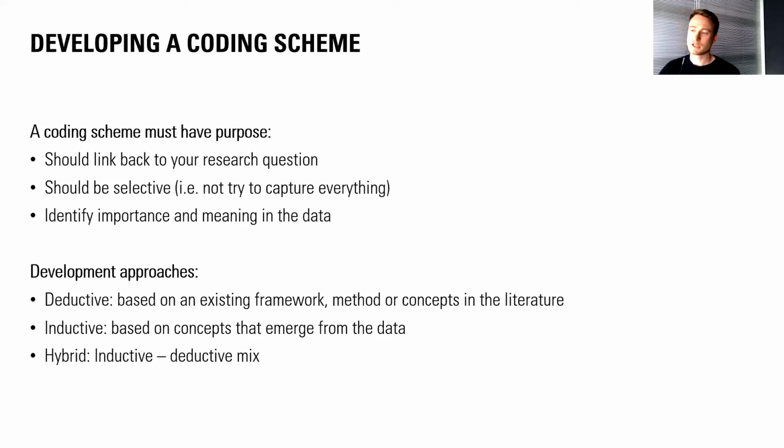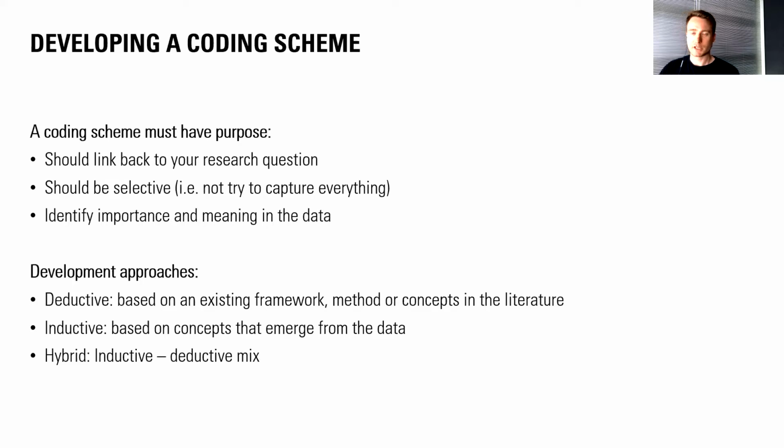So if we're thinking really intently about our research question and exactly what we want to answer, then we can actually code selectively. So we're not capturing everything in the data. We're just coding what we need to answer our question for our research purpose. And this will enable us to be more focused in terms of how we identify importance and meaning in the data that we're analyzing.